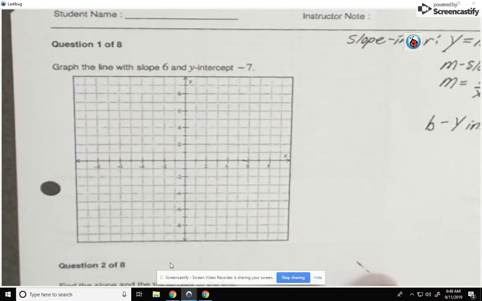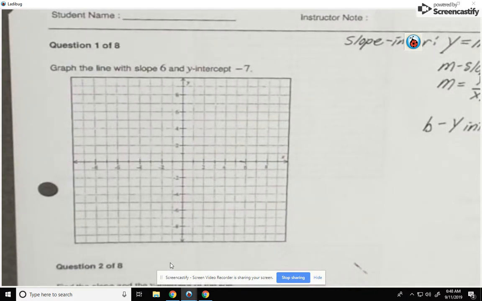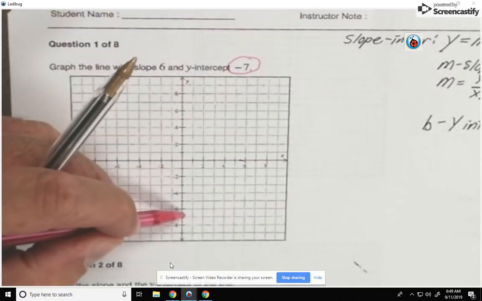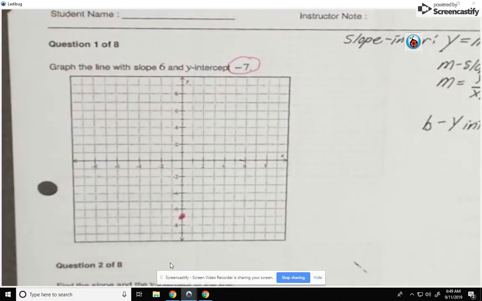Question 1 asks us to graph given our slope and y-intercept. So we're going to start with our y-intercept. Here, they tell us that our y-intercept is -7. So on the y-axis, we go down to -7, we put a point.